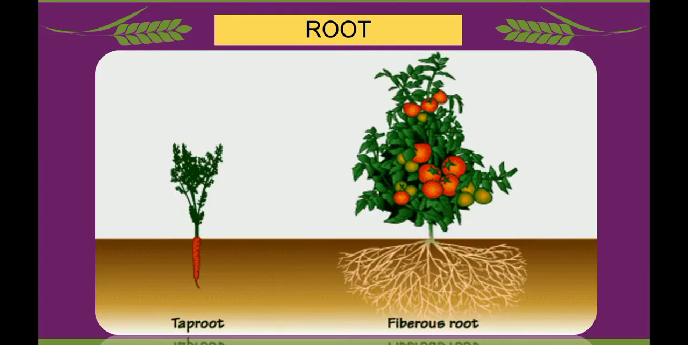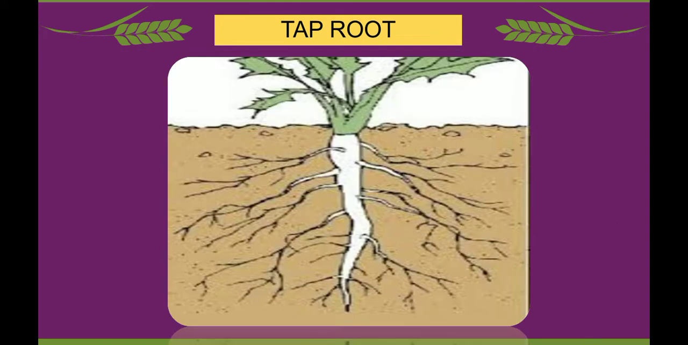There are two types of roots, tap root and fibrous root. Some plants will have tap root while some plants have fibrous root. Now we are going to learn what is tap root. Tap roots have one main root.